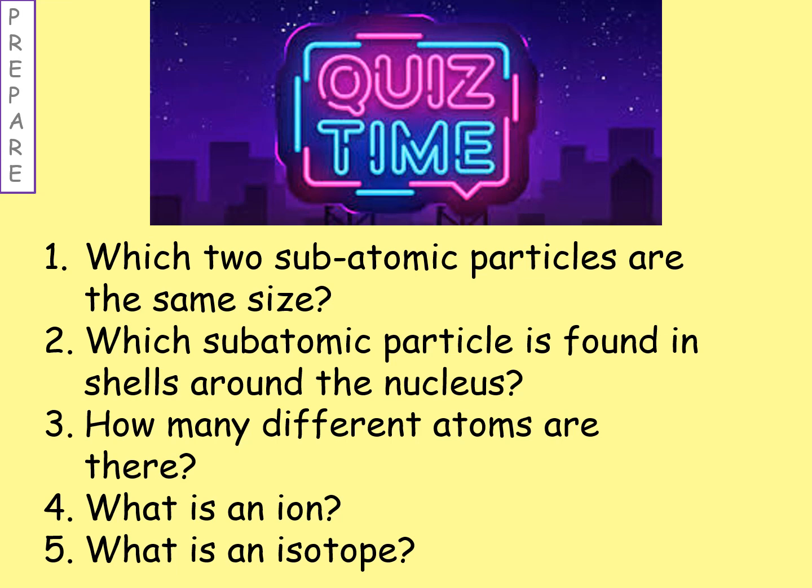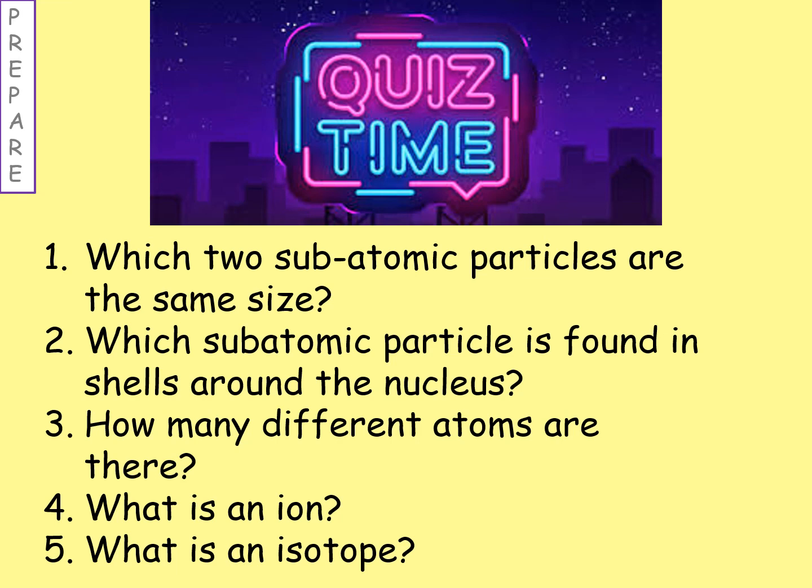Okay, hopefully you had time to get all of those done. Question 1, which was which two subatomic particles are the same size? Hopefully you've said protons and neutrons. A better question would have been the same mass. Number 2, which subatomic particle is found in shells around the nucleus, around the outside of the nucleus? That would be the electrons.